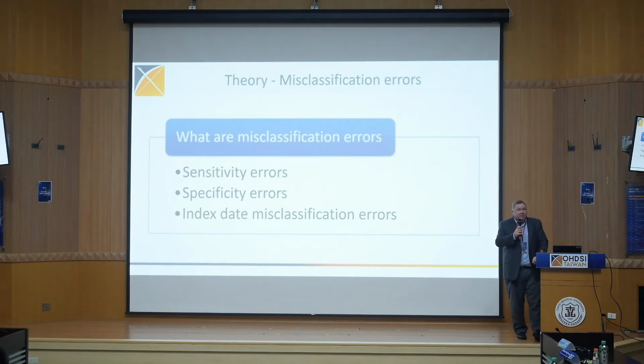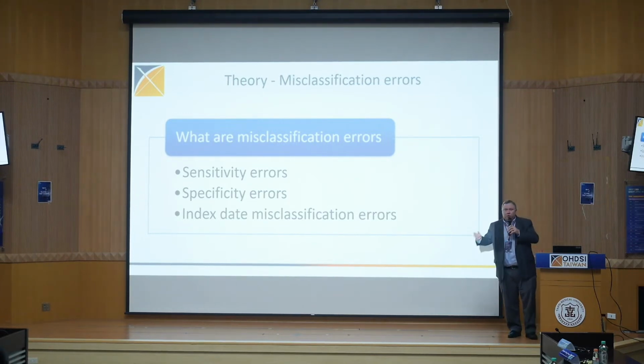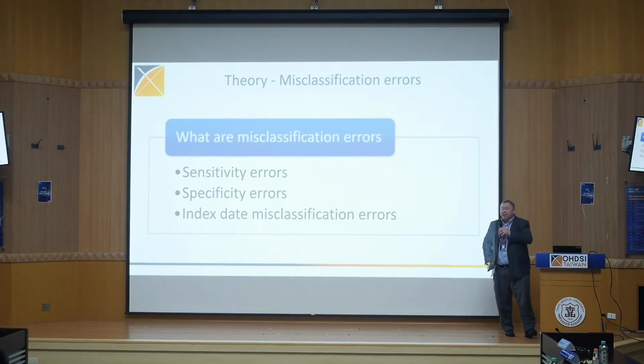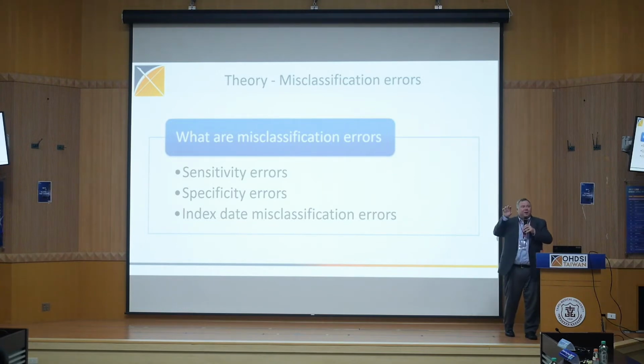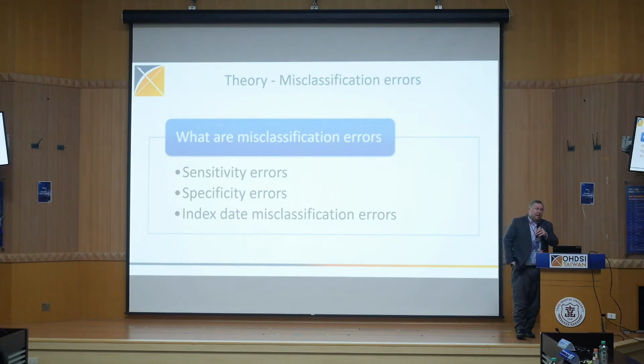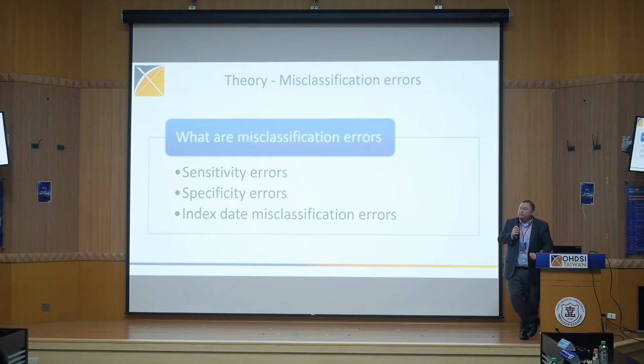In each of those cases, there can be three types of measurement error that we need to be watching out for. There can be sensitivity errors. That is to say, there's some reason why your definition does not find all of the people who truly have the clinical idea of interest. There can be specificity errors. That is to say that you identify people who don't really have the disease that you're interested in. And there can be index date misspecification errors. This is to say that the date that you assigned the person to enter the cohort is wrong.